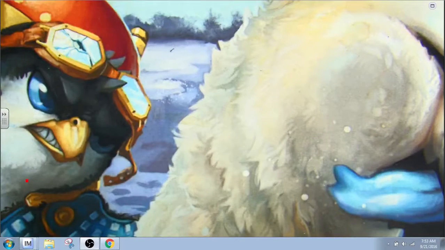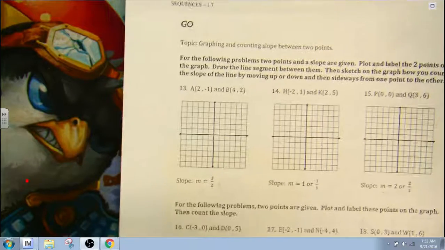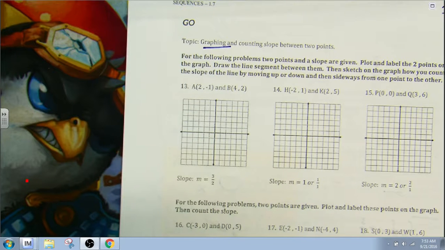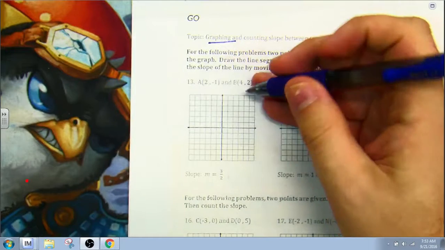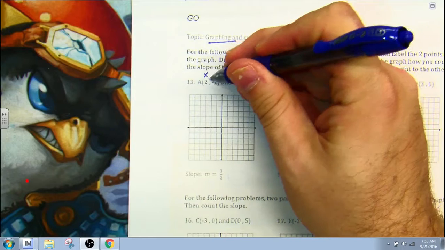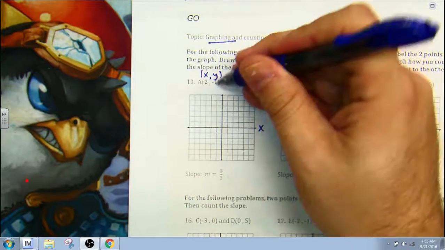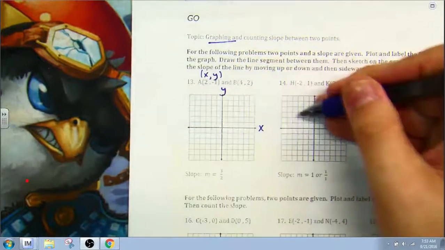Okay, finally. We're going to be doing graphing and counting the slope between 2 points. So what this is going to be doing is it's going to give us 2 points, A and B. So in this case, A is 2, negative 1. And remember, it always goes X, comma, Y. And this is our X, and this is our Y. So Y goes up and down, X goes over and over.